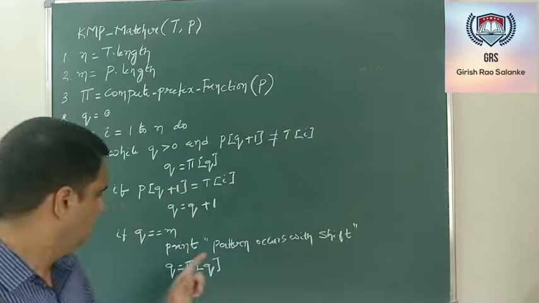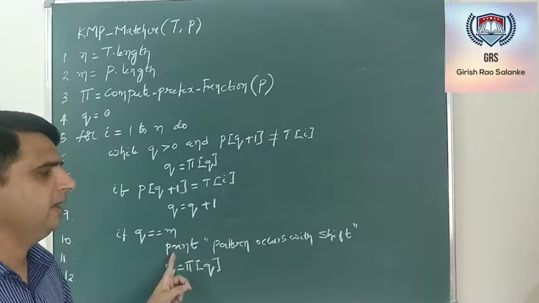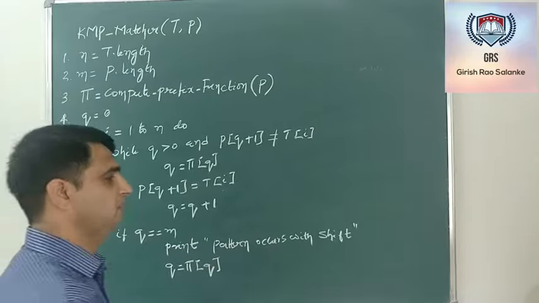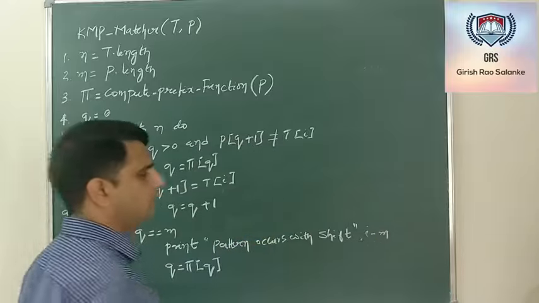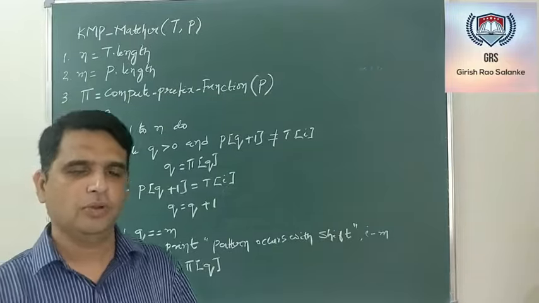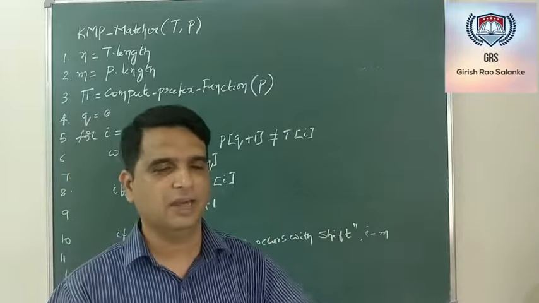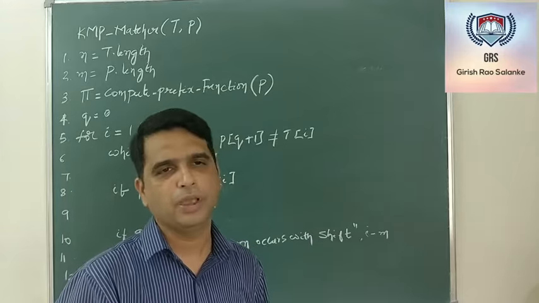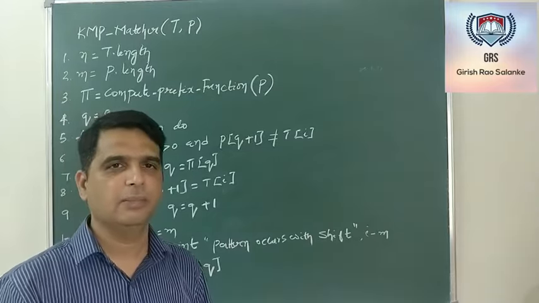Now while doing so, if q has a value of m, then it implies that the pattern is found at a particular shift. That means print: pattern occurs with the shift i minus m. Then I'm reinitializing the value of q to pi of q. In the sense, if I want to proceed with my search further, if there is an occurrence of the pattern a second time or a third time in my text, then I need to reinitialize the value of q to pi of q. That I have done here. Now this is about the KMP string matching algorithm.